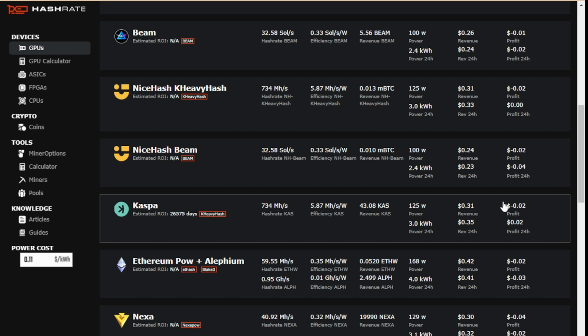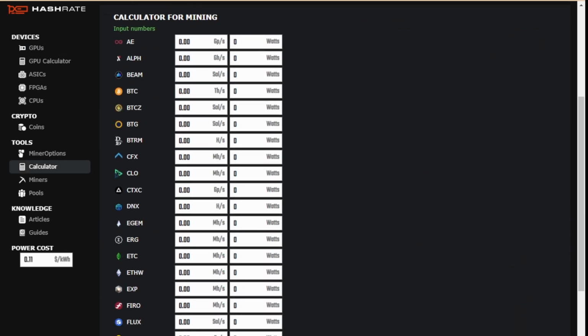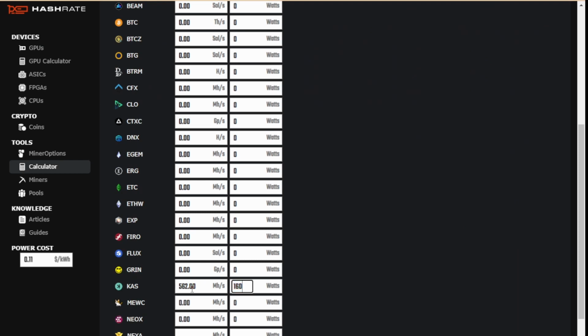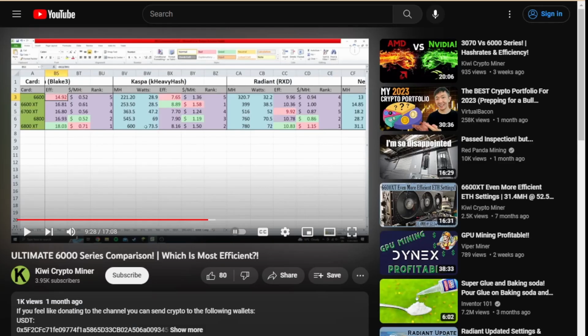And I think negative 2 cents versus negative 8 cents is kind of a big deal. I mean, you're looking at about 8 or 9%. And then assuming that they're wrong and it's actually closer to about 160 hash, which again, going off Kiwi Crypto Miner 6800 settings for Caspa, as it clearly shows that you're getting about 544 mega hash with 69 watts in the software, which would make it more at the wall.